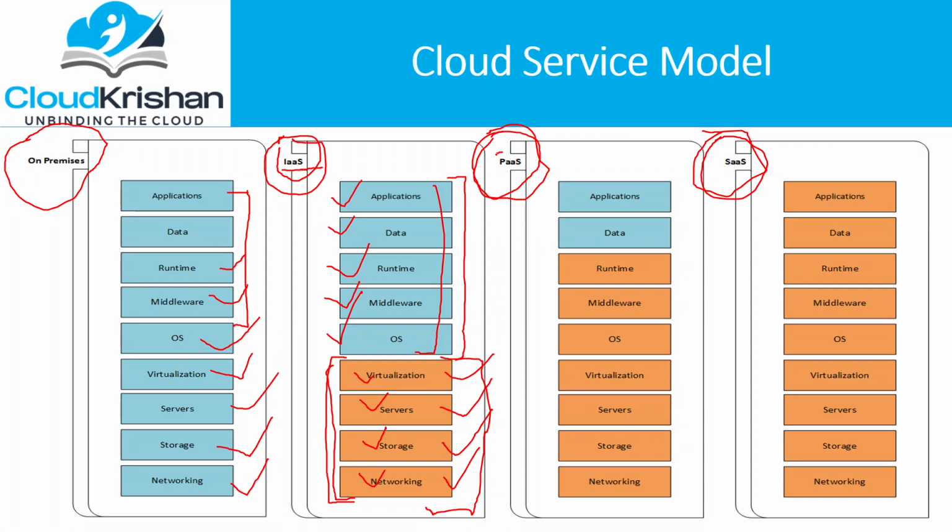Now the second model is PaaS, platform as a service. As you can see, in platform as a service you use cloud as a platform.